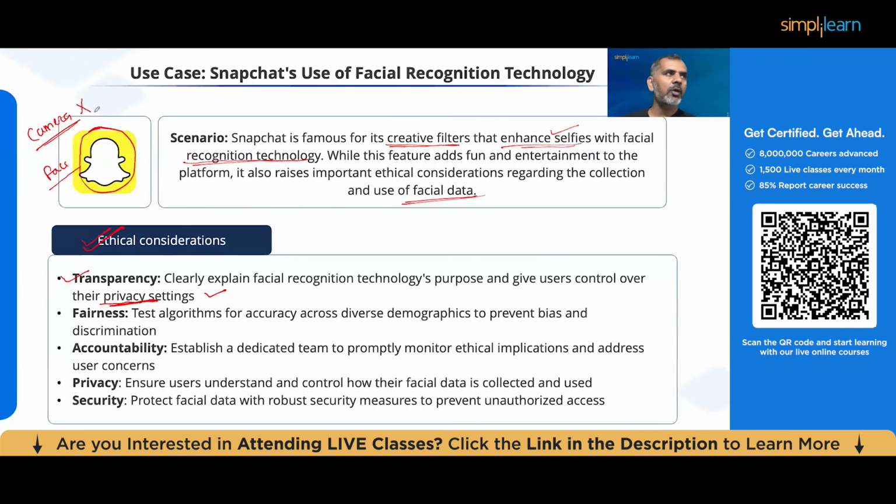This is where we talk about control and permissions. Whenever you install an application like Snapchat on your phone and use it the first time, it asks for your permission that this application is going to access your camera. Are you okay with that? You have to give consent for that. The second is fairness. When you talk about fairness, it tests the algorithm for accuracy across diverse demographics to prevent bias and discrimination.